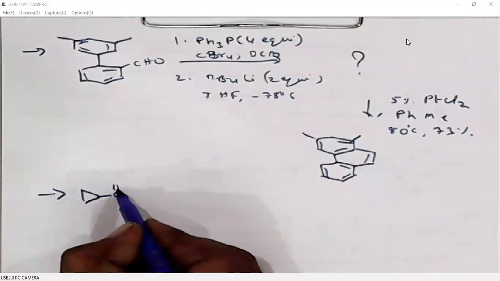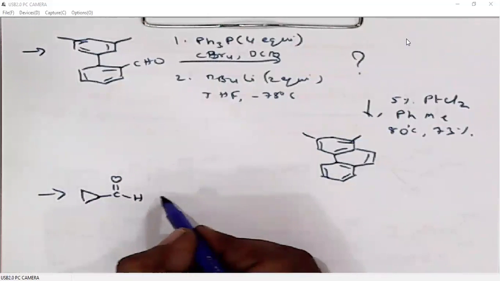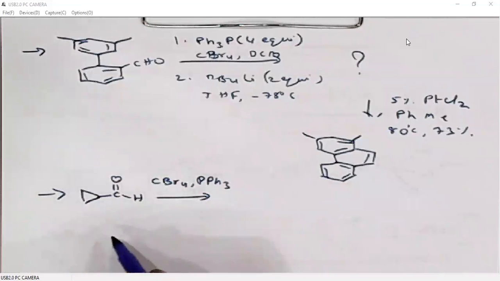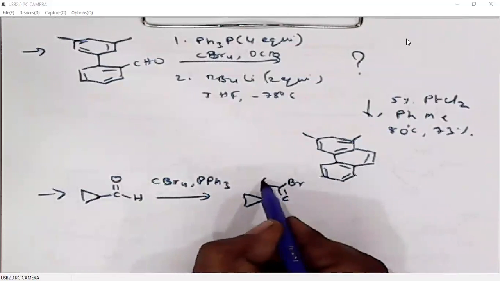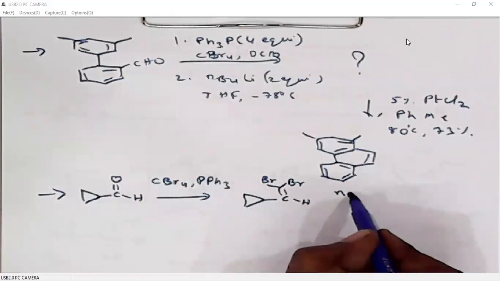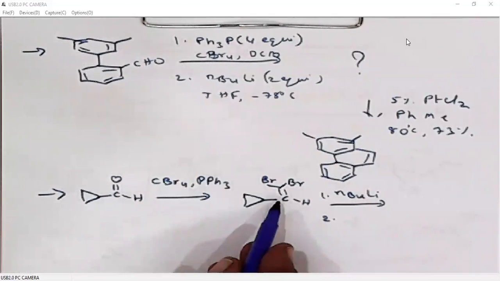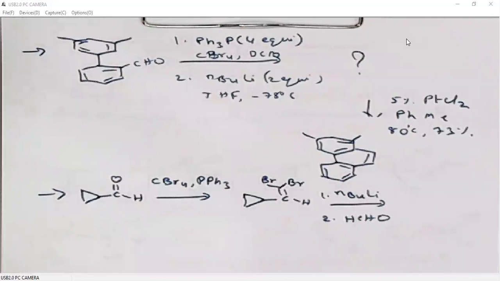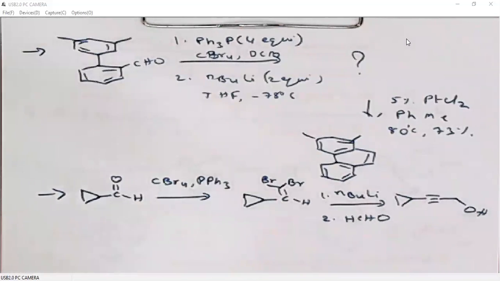Now I will give you a sequence of reactions where we can convert a small molecule into a large molecule. So this will convert aldehyde into dibromoalkene. Then we will treat with alkyl lithium that converts this into alkyne anion. The anion is quenched with this electrophile formaldehyde, so it generates propargyl alcohol.